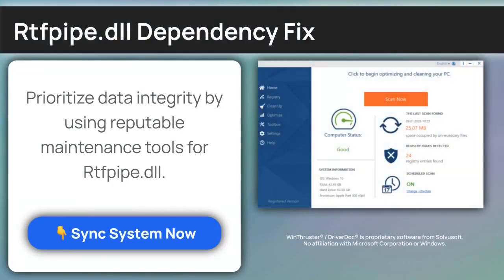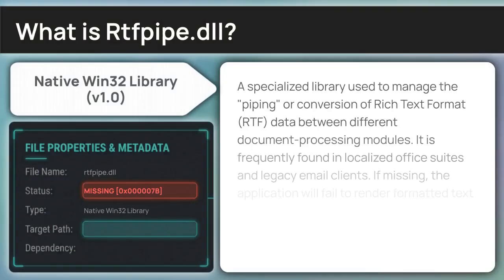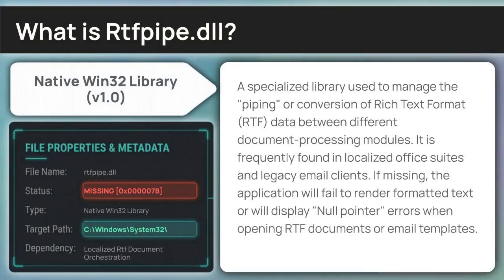This is the Rtfpipe Library, a specialized library used to manage the piping or conversion of rich text format, RTF, data between different document processing modules. It is frequently found in localized Office suites and legacy email clients. If missing, the application will fail to render formatted text or will display null pointer errors when opening RTF documents or email templates. Now that the background is clear, let's walk through the actual installation steps.